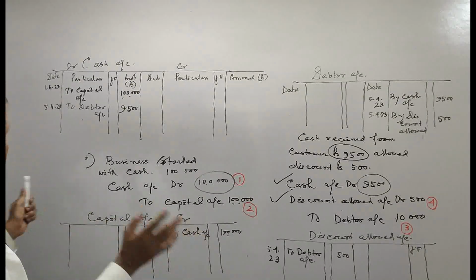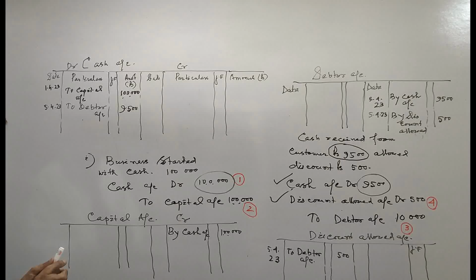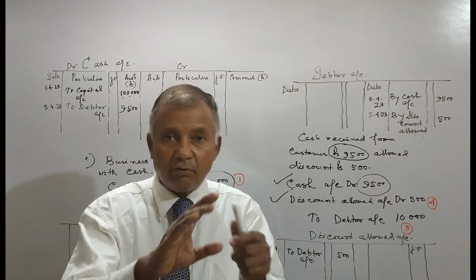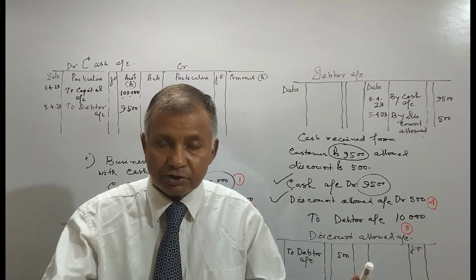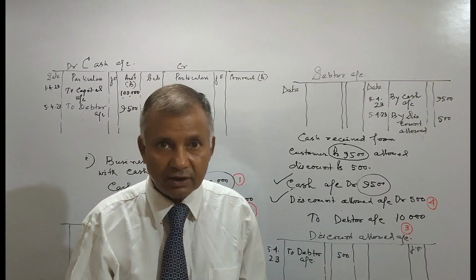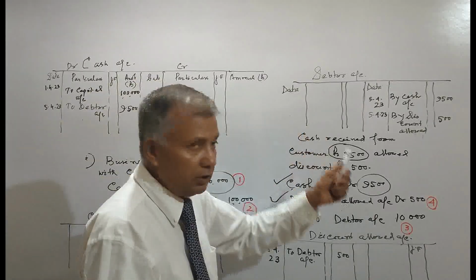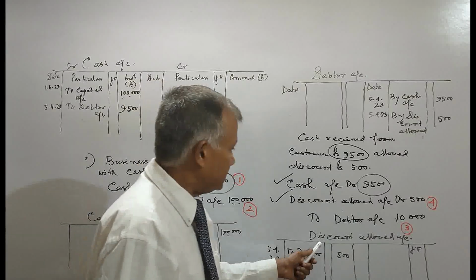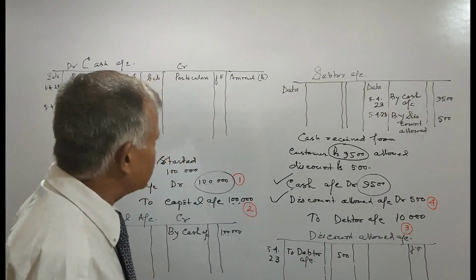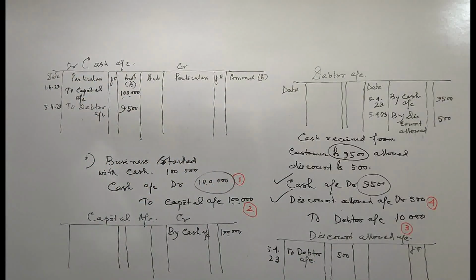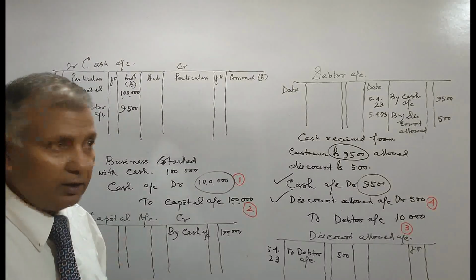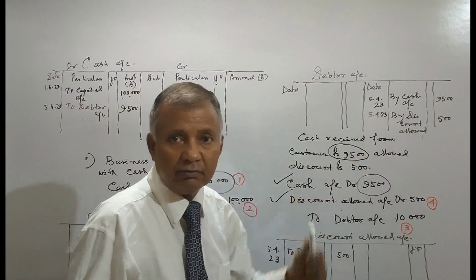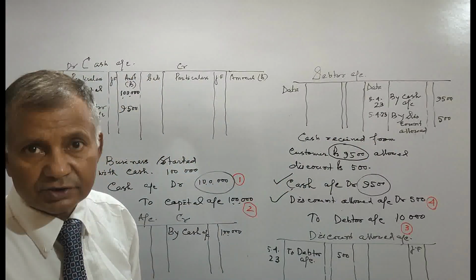And if you can manage it, in the capital account, we will take all the capital contribution in one place. In the debtor account, we will take all the information in one place. Discount allowed also in one place. So if somebody asks you what is your total debtor, then from this account we can find out the debtor closing balance.